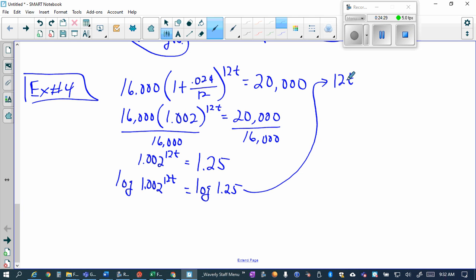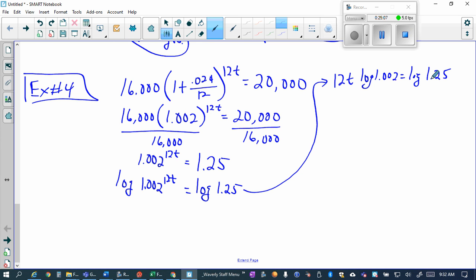12t times log 1.002 equals log base 10 of 1.25. That's from when I divided both sides by 16,000, remember? When I cleaned it up. Okay? Now I just divide both sides by what?